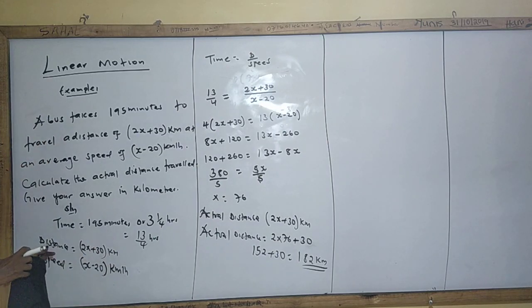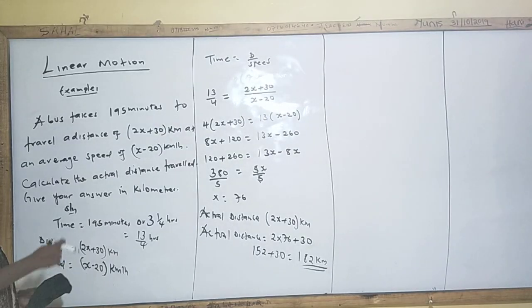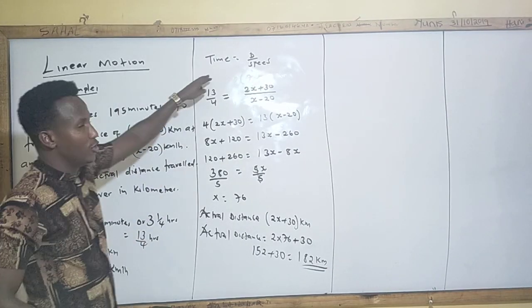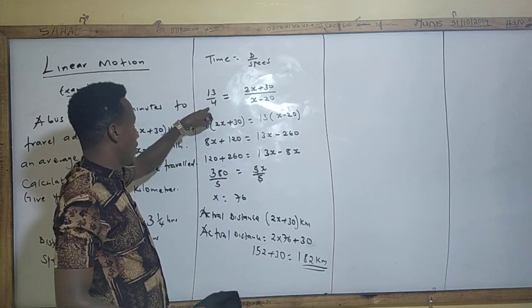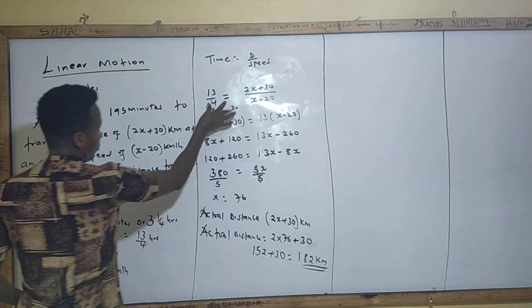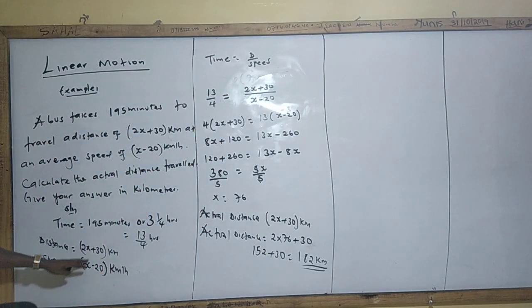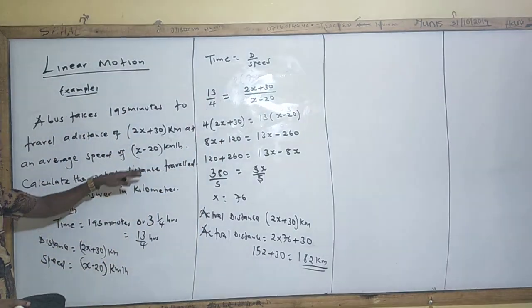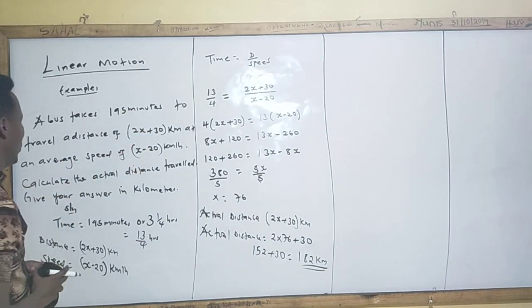3 out of 4, okay? Then distance, we are given 2x plus 30. We have also the speed, okay? Then from there, this time, you express time is equal to distance over speed. Then time is 3 out of 4, which is this one, is equal to distance, which is this one, divided by the speed. Then you cross multiply. It's a matter of multiplying and dividing, okay?